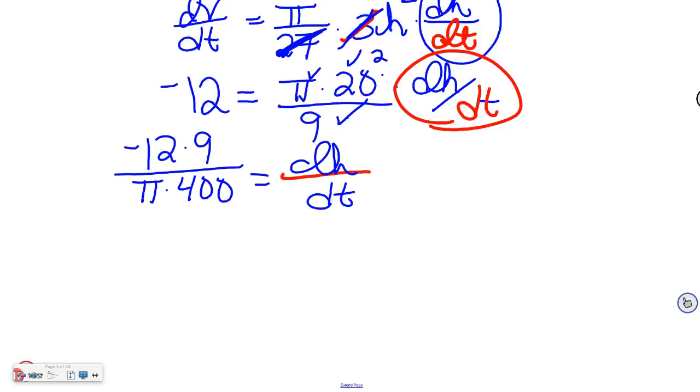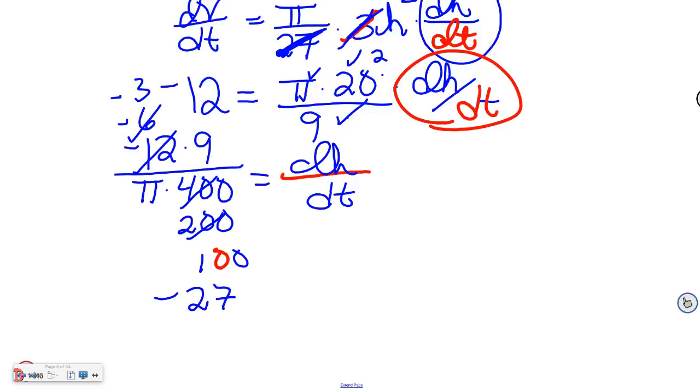Maybe we could reduce our fraction. That would be nice. Let's divide both of these by 2. It'll give me negative 6 over 200. Let's divide them by 2 again, negative 3 over 100. Remember, you didn't have a calculator for this, so on the top, I end up with a negative 27 left. And on the bottom, I end up with 100 and pi left. And that will be the most reduced form of my change in height.